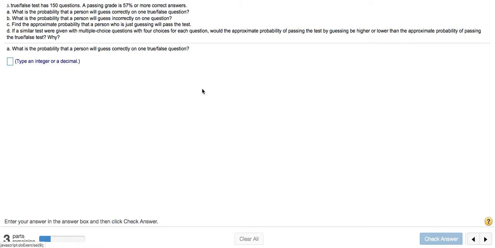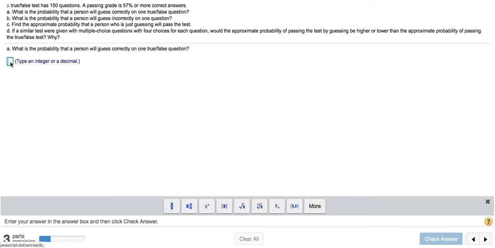A true-false test has 150 questions, and a passing grade is 57% or more correct answers. Okay, so for part A, what is the probability that a person will guess correctly on one true-false question? Well, for just one, if we're guessing, it's either right or wrong, so that's going to be 50% of the time, or 0.50. So 1 out of 2.